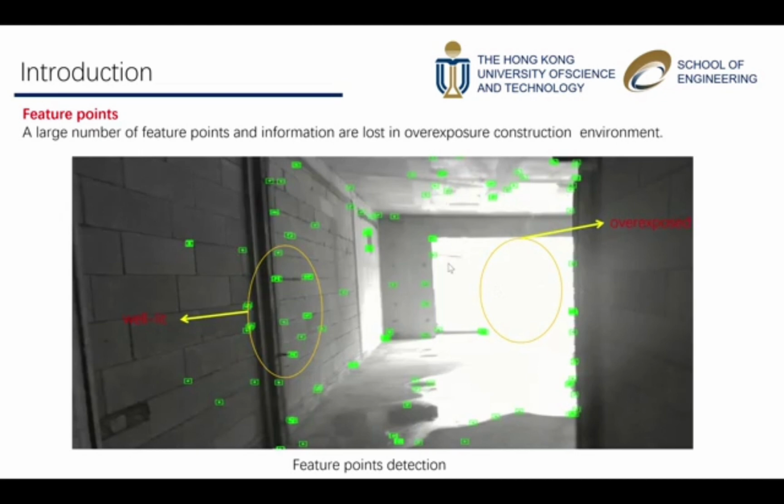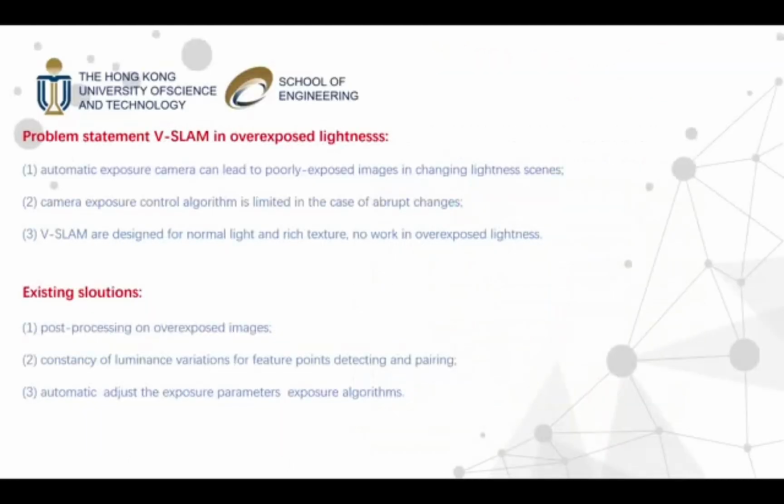So there are three existing problems with overexposure lighting. The first is that automatic exposure cameras can lead to poorly exposed images in challenging lighting scenes. Second, camera exposure control algorithms are limited in the case of changing lighting. And third, visual SLAM is designed for normal light and rich texture. It works in overexposed lighting but does not show good results.